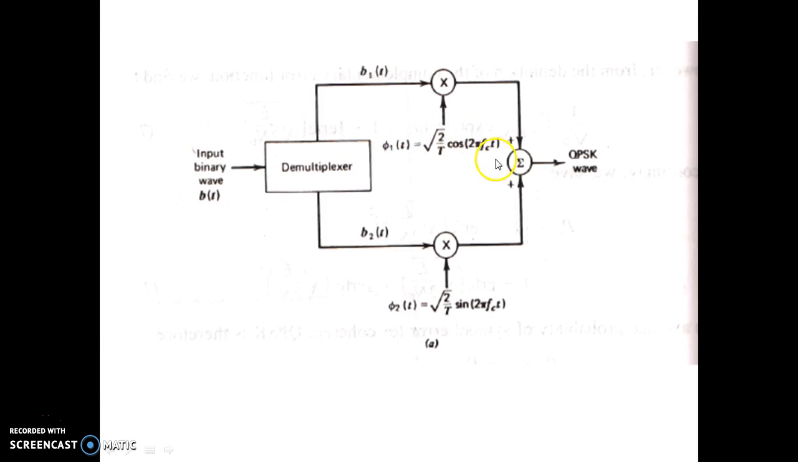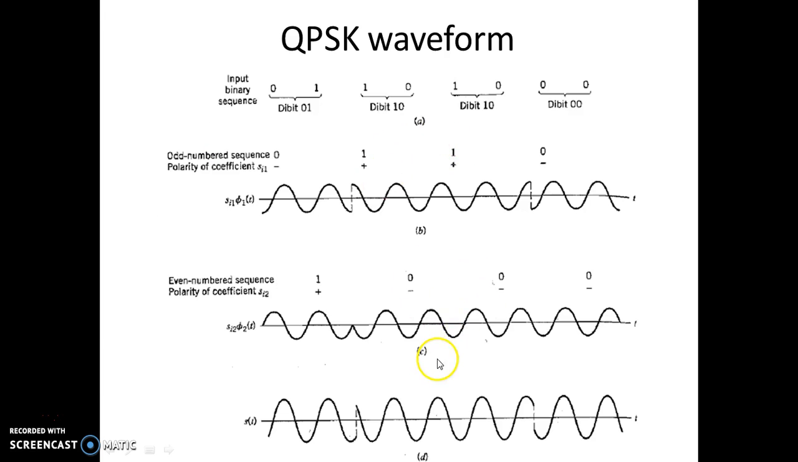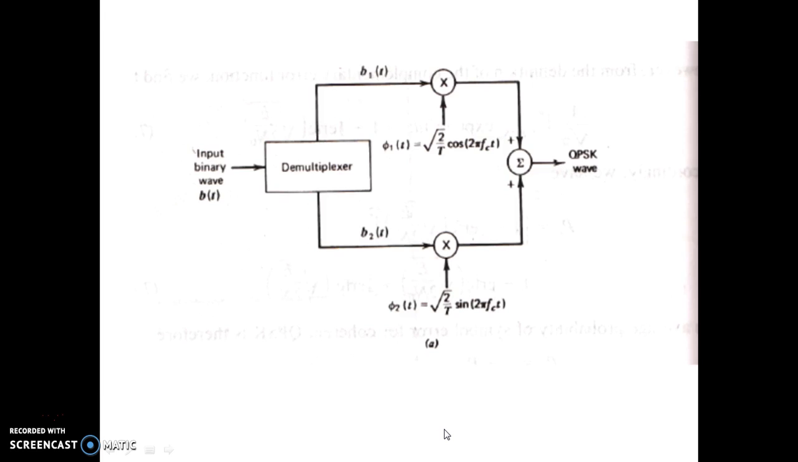The transmitter of QPSK is fairly simple if you understand how this QPSK waveform is formed. The incoming binary wave is split into odd and even sequences. The odd sequence gets multiplied by phi1 of t, the even sequence gets multiplied by phi2 of t. The addition of these two gives the QPSK wave.